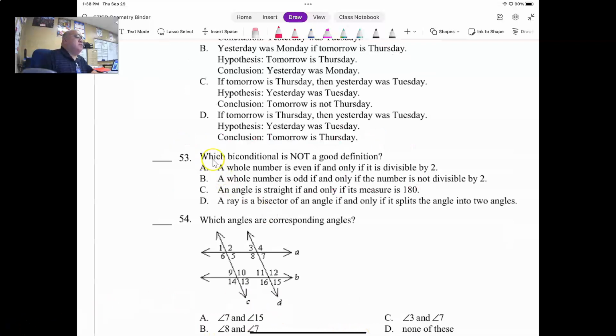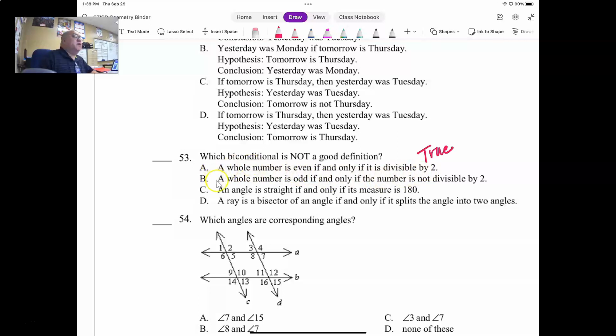For 53, it says which biconditional is not a good definition. Well, you got to see the conditional and you got to see the converse. So like for A, a whole number is even if and only if it is divisible by 2. So yeah, it's divisible by 2, we can say it's even. That's a converse. If a whole number is even, then it's divisible by 2. So the converse and the conditional are true. So this is a good definition. That's true.